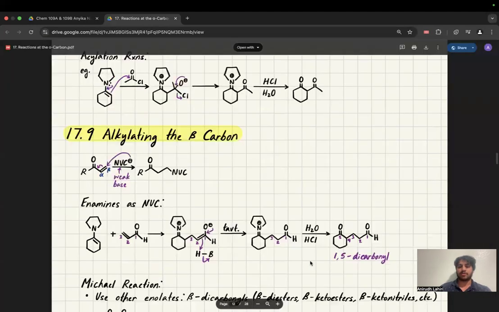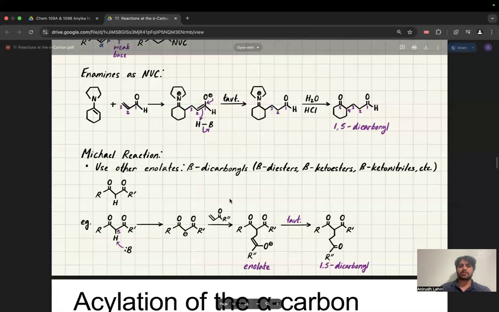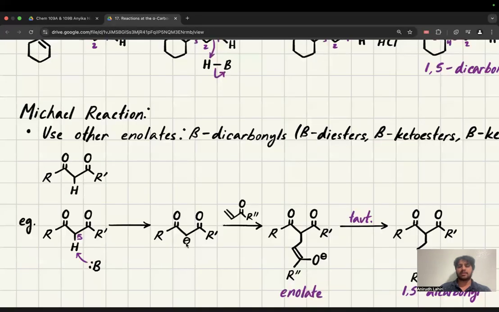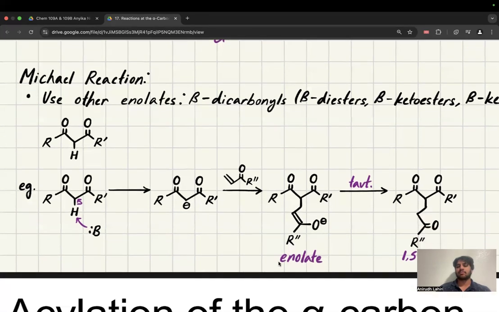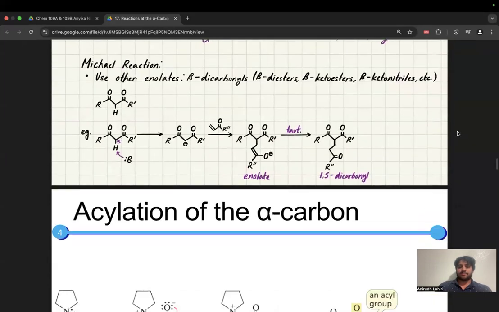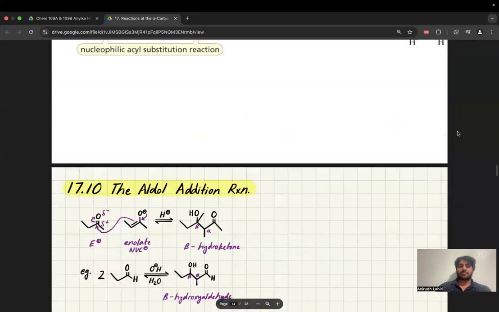Cool. Dicarbonyl. Michael reactions using other enolates. Okay. So again, nothing we haven't seen here. In reality, for predicted products, this is okay, but you want to draw it as an enolate ion. So the double bond here, minus here, then comes down, grabs this, this moves, this kicks up. Cool. Tautomerization. Perfect. Okay. Acylation of the alpha carbon. So we just talked about that.